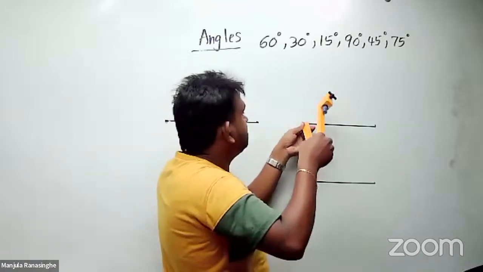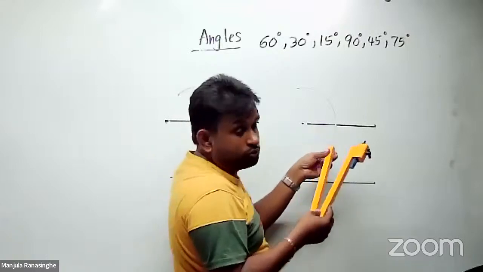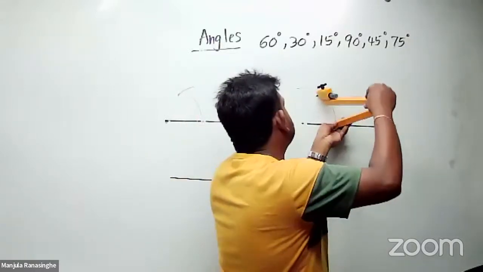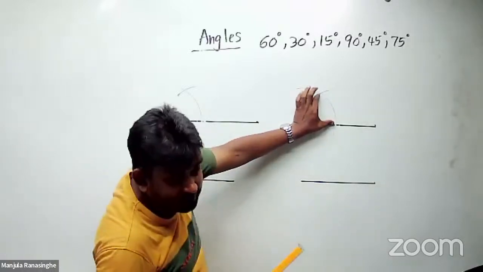Then to draw 30, I will connect 60 afterwards. Here becomes 60, then bisect those terminals. Bisect these two terminals.